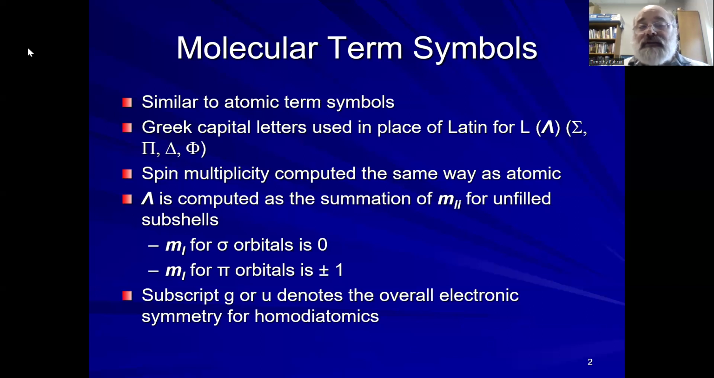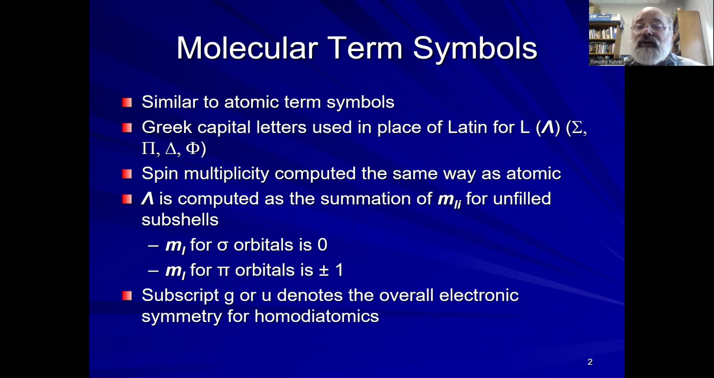Spin multiplicity is computed the same way it was for atoms. Basically, any pairs of electrons add up to zero. Any unpaired electrons spin up is going to be plus 1/2, spin down is going to be minus 1/2. That'll get you S, and then the multiplicity is 2S plus 1.